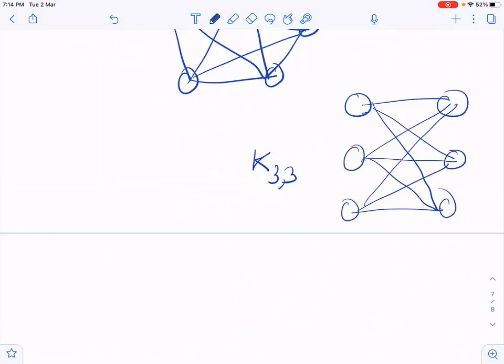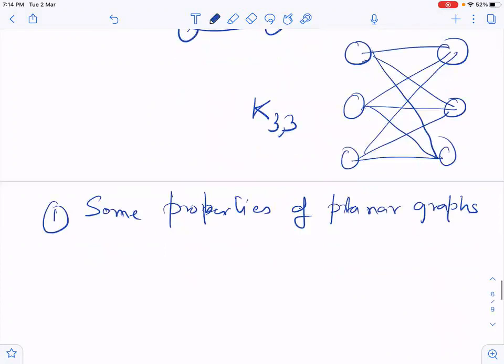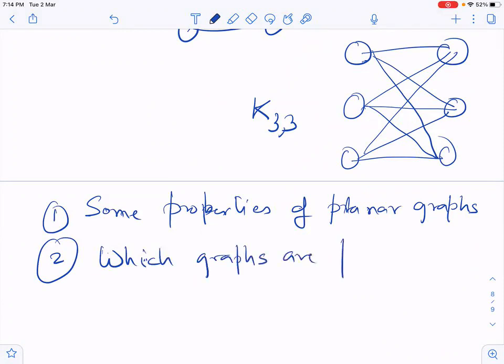We will see some properties of planar graphs. And secondly, which graphs are planar or which are not planar. We'll try to answer these two questions.